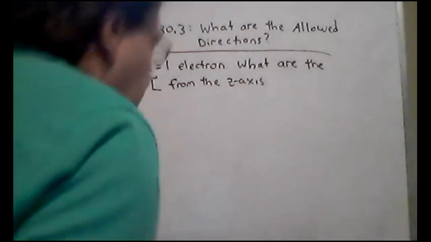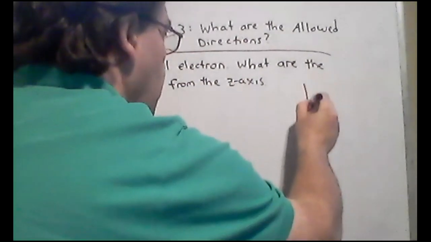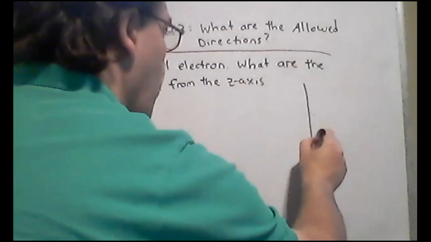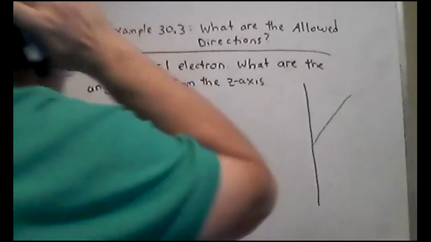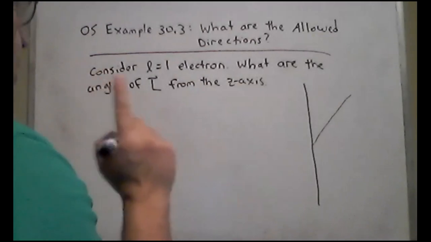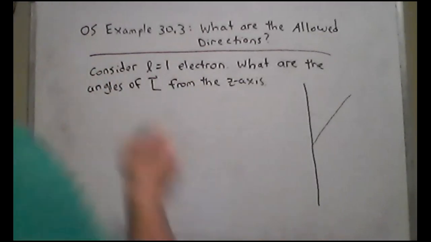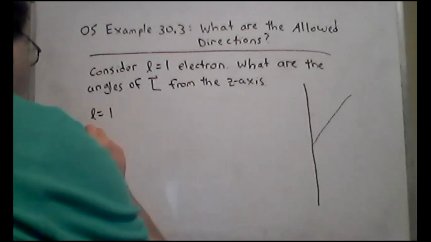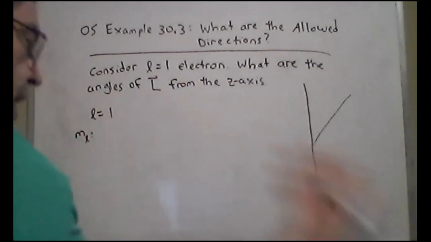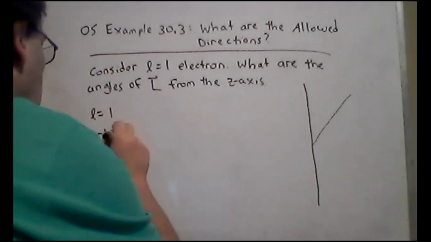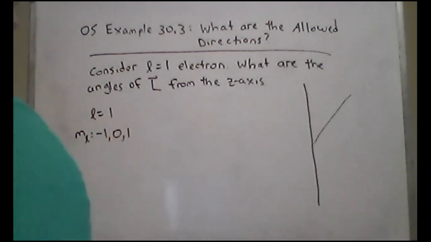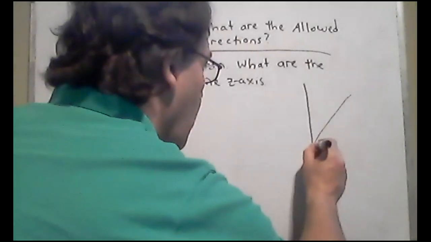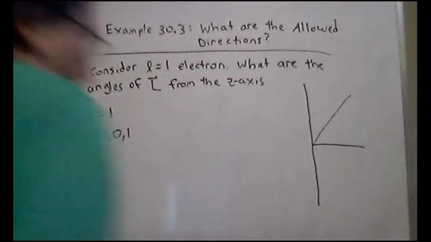So you look at the picture, here's my z-axis. We know that the directions are determined by m sub L, right? If L equals 1, that means m sub L can go from negative L to L by integers. So it would be negative 1, 0, or 1. That means I expect to have 3 splittings: 1, 2, and 3.